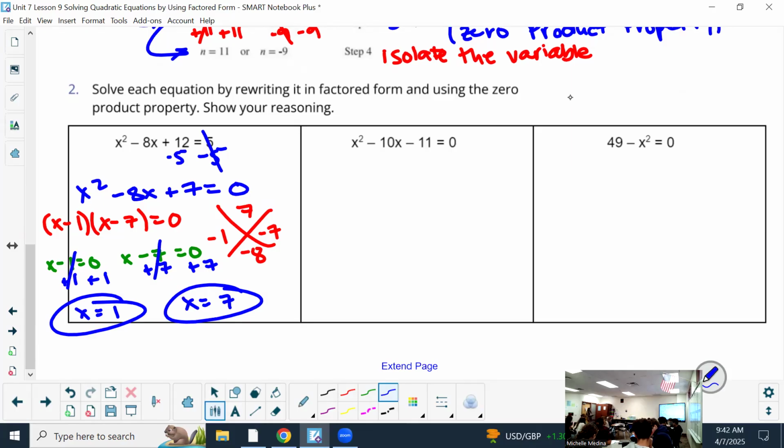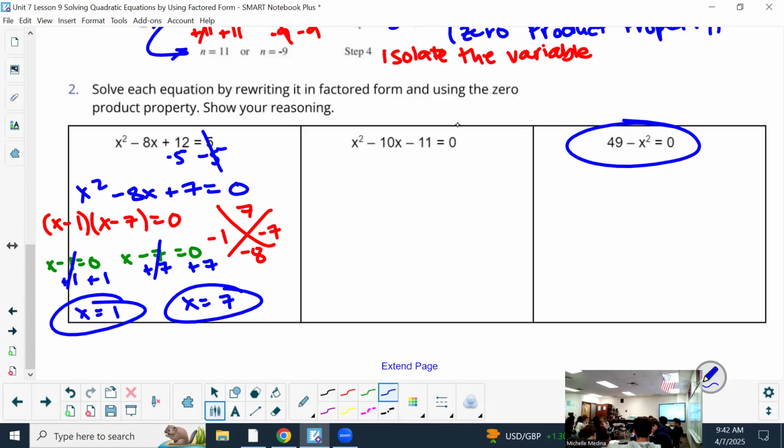All right, for time purposes, we're going to go directly into this one now. And let's all do it together. So for this one, do I have to set it equal to 0? No, because it's already equal to 0. Great, that saves me a step. The next step, to solve by factoring, I need to factor the non-zero side.